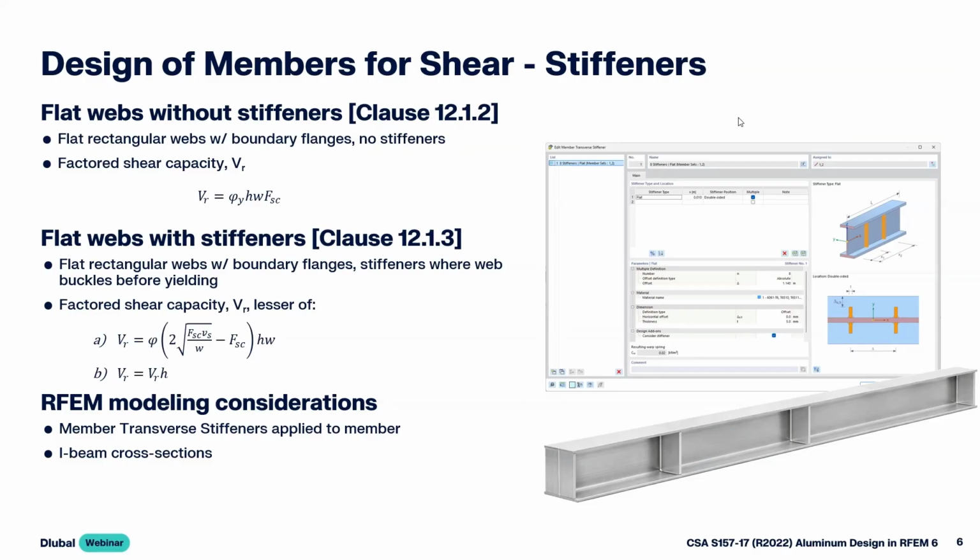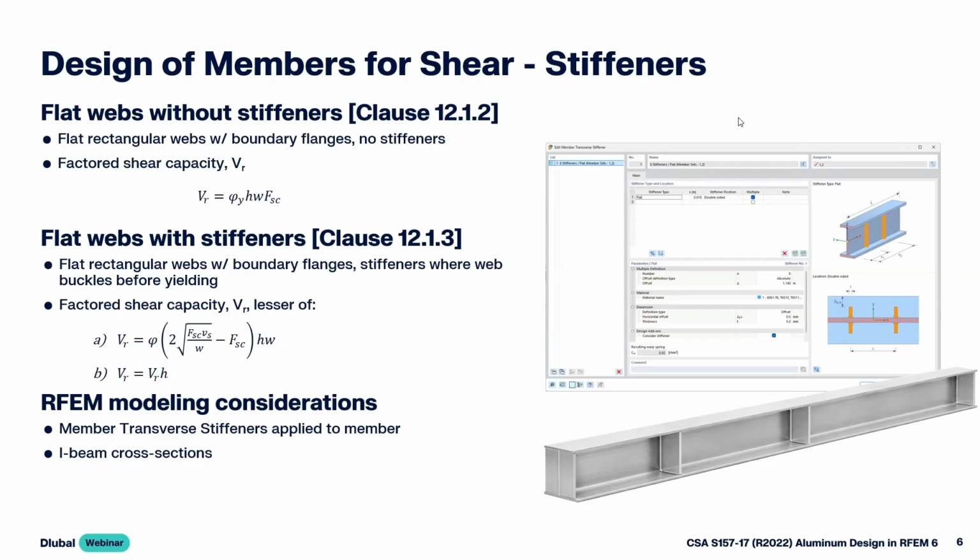When we refer to the CSA S157, the design of members for shear, there is the ability to consider stiffeners. So the first clause, 12.1.2, is the design of the flat webs without stiffeners. So this is for flat rectangular webs with boundary flanges, but no stiffeners defined. Therefore, the factored shear capacity, V sub R, is given with the equation here.